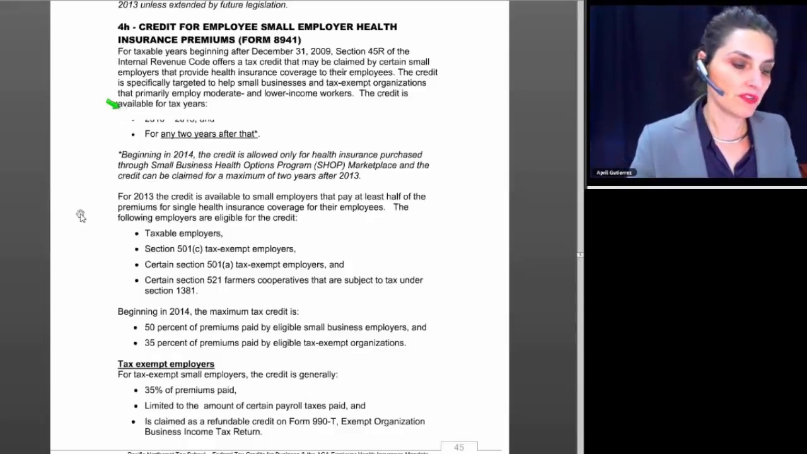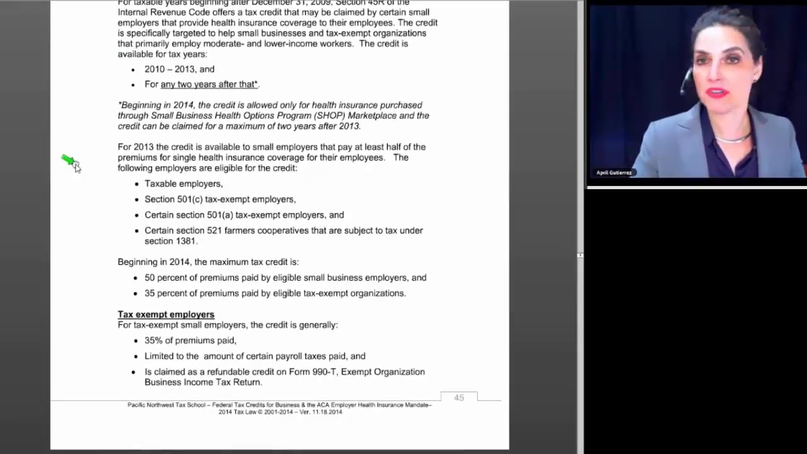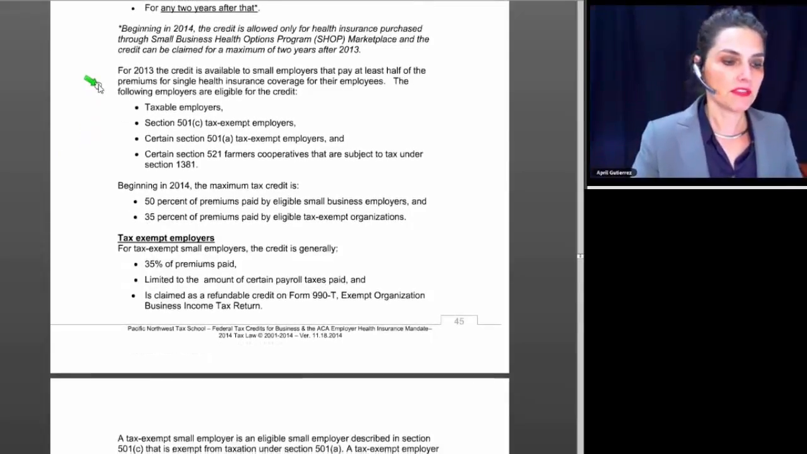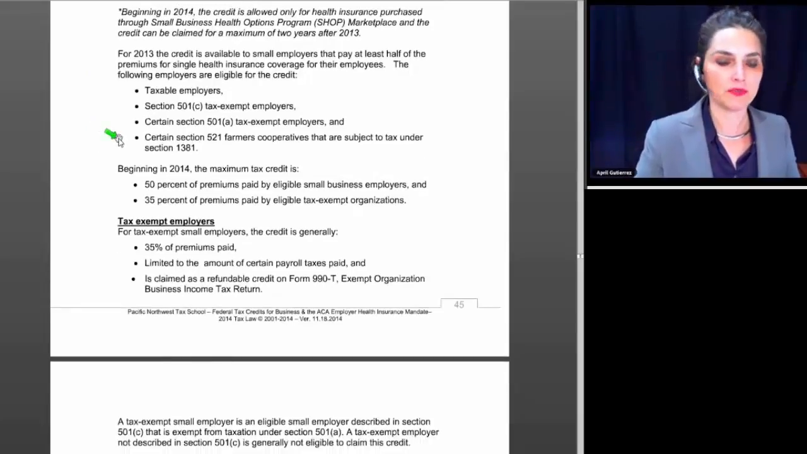So for employers who want to claim the credit for 2014, they must have purchased their health insurance for their employees through the SHOP. For 2013, the credit is available to small employers that pay at least half the premiums of single health coverage to their employees. The following employers are eligible for the credit: taxable employers, Section 501(c) tax-exempt employers, certain Section 501(a) tax-exempt employers, and certain Section 521 farmer cooperatives that are subject to tax under Section 1381.